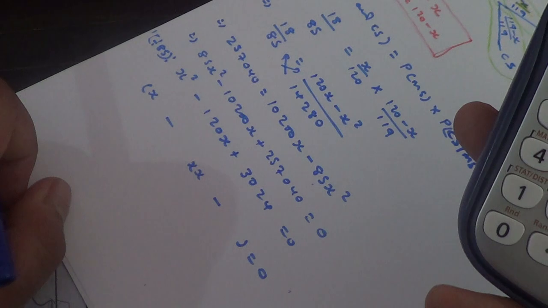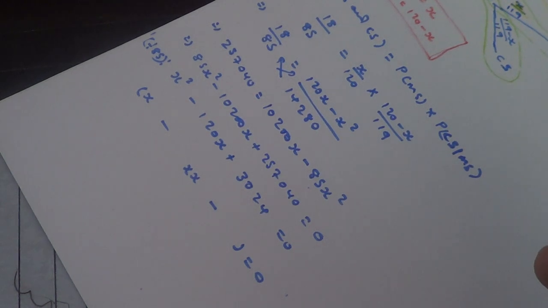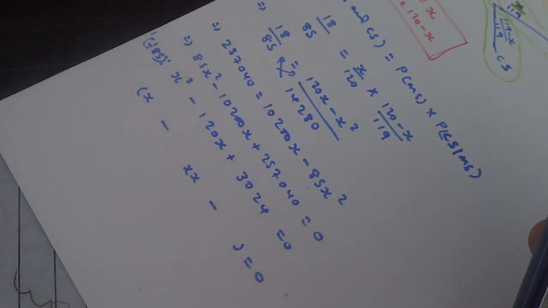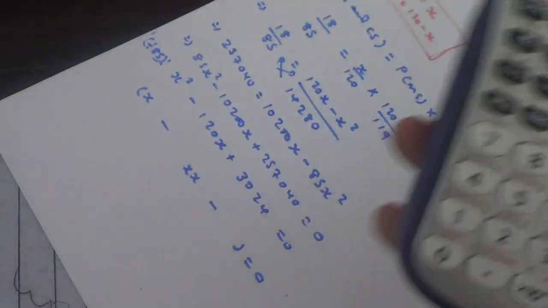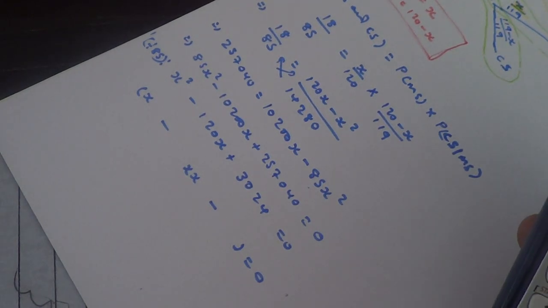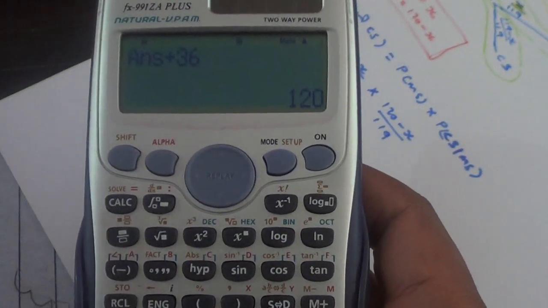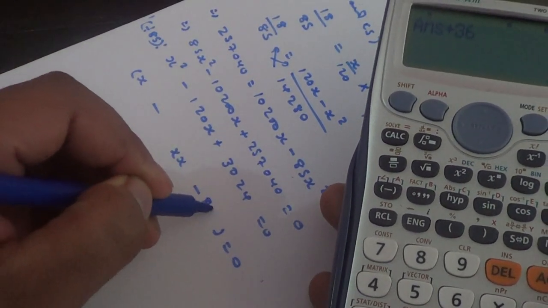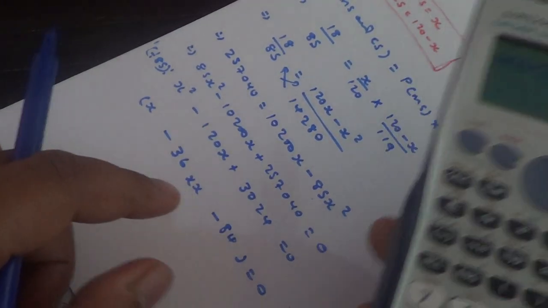So 3024 divided by, say, 32. I want a big number here. 32. Oops. No, it doesn't work. So let's go back and remove 32, say 34, for example. Oops, doesn't work. Let's remove that and say 36, for example. 84, so let's see, what is 84 plus 36? It's 120, yebo. So we're going to have here 84 and 36.